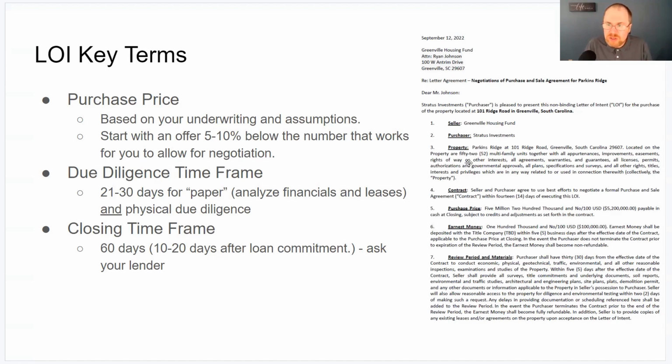I just put this as an illustration. It's an LOI we submitted in 2022 on a property in Greenville. It's not just an example. Actually, on this page and the next page, there are going to be the two pages of our LOI. I see somebody circled the 60 days.